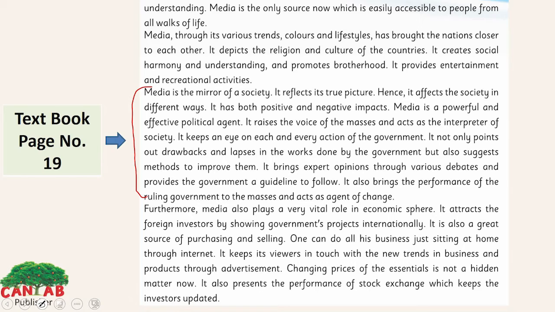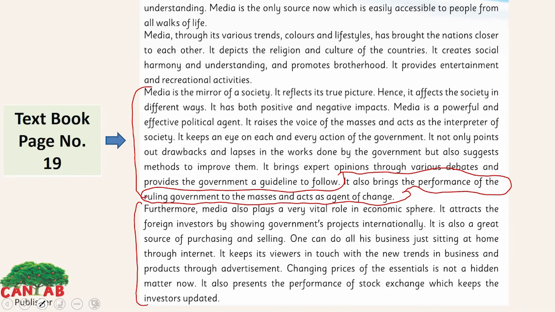And it really keeps an eye on every action, on every act from the government. If the government has any drawbacks and lapses, it also suggests how to improve them. You may have seen experts debating on different issues and problems of the country. It's also possible and accessible through media, and we can have a very good idea of the performance of the country.